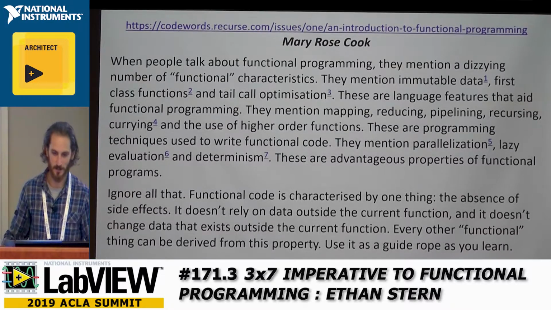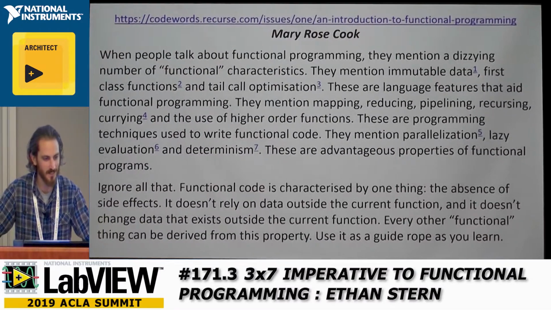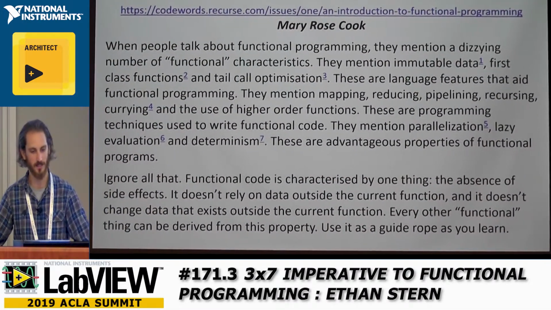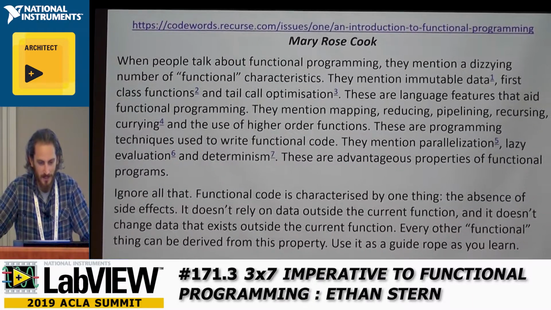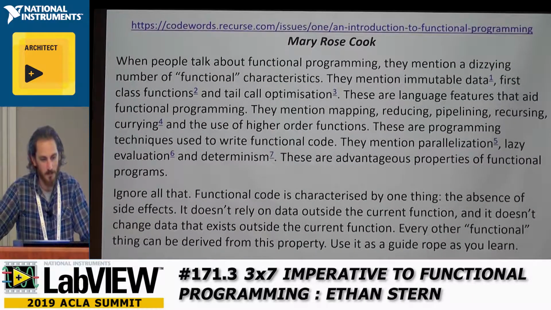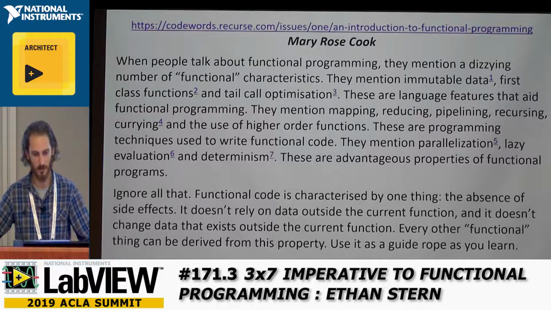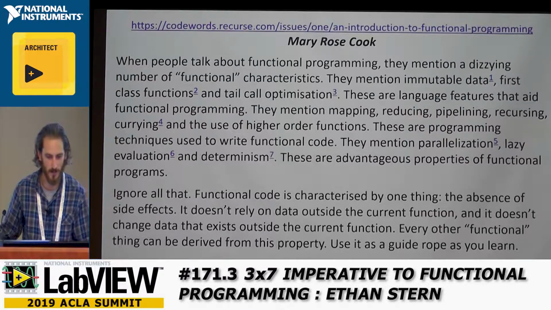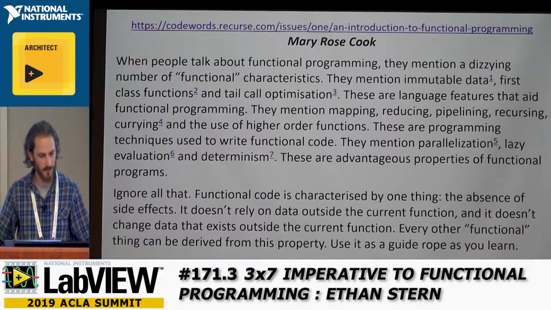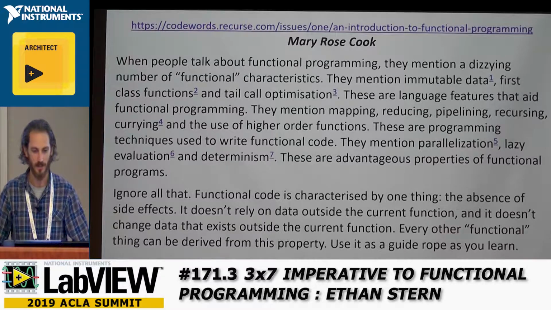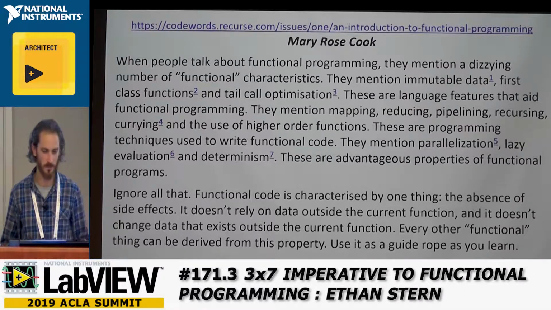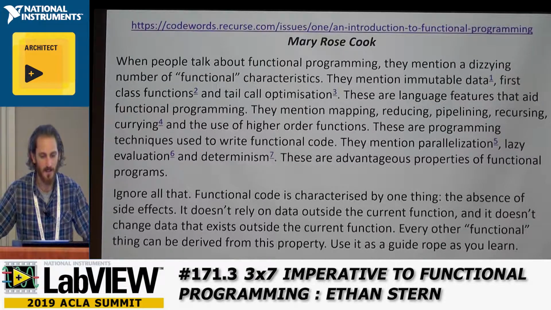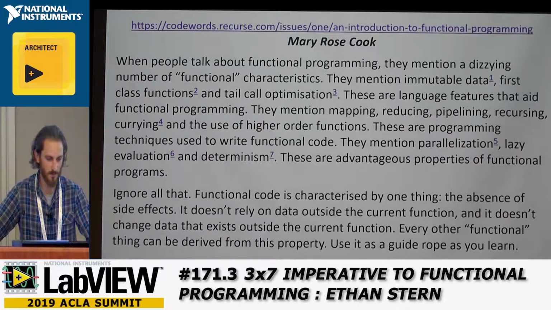When people talk about functional programming, they mention a dizzying number of functional characteristics. They mention immutable data, first-class functions, and tail optimization. These are language features that aid functional programming. They mention mapping, reducing, pipelining, recursive currying, and the use of higher-order functions. These are programming techniques used to write functional code. They mention parallelization, lazy evaluation, determinism. These are advantageous properties of functional programs.